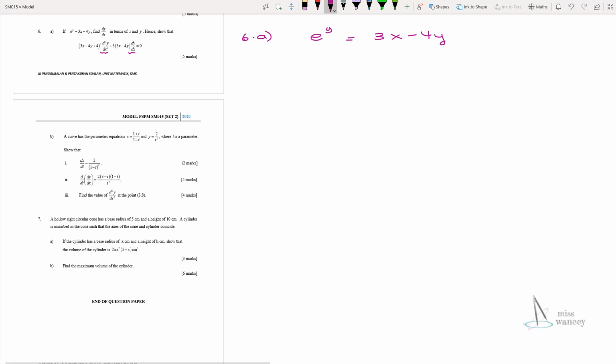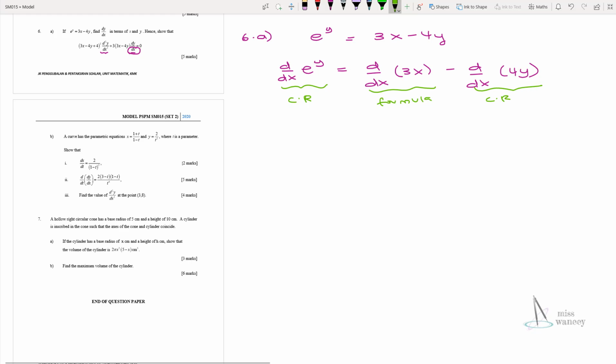So do check your denominator. We have dx in our denominator, so I have to differentiate with respect to x. So d over dx of e^y, d over dx of 3x minus d over dx of 4y. So basically, if we got a different variable, we need to use a chain rule. Same variable, we can straight away use the formula. Different variable again, so another chain rule. Okay, so let's see what happened.